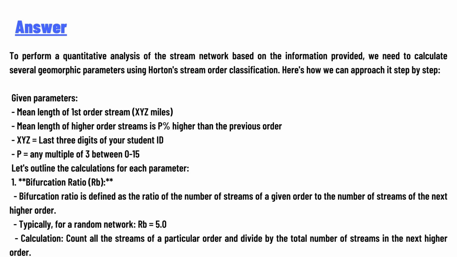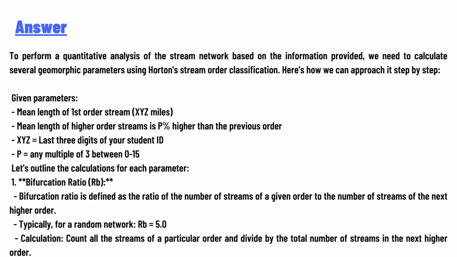And the answer to the question is: to perform a quantitative analysis of the stream network based on the information provided, we need to calculate several geomorphic parameters using Horton stream order classification. Here's how we can approach it step by step. Given parameters: mean length of first order stream, mean length of higher order stream is p% higher than the previous order. XYZ, last 3 digits of your student ID. P, any multiple of 3 between 0 to 15.